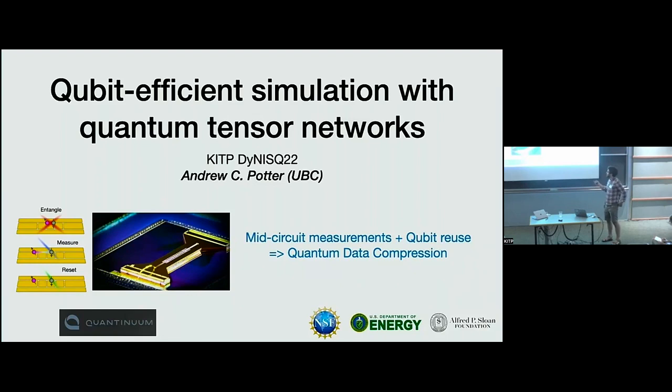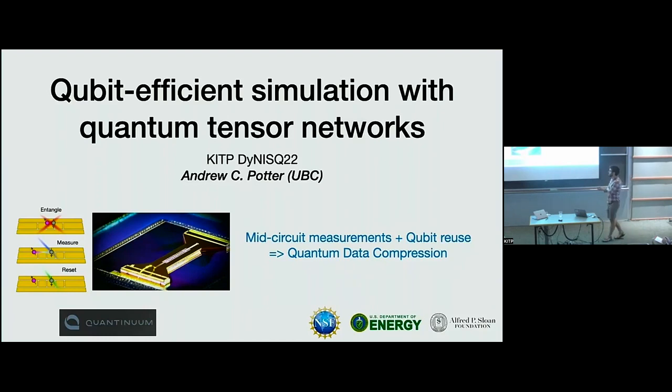And the key capability that we're going to take advantage of in this system is that it's possible to do high-fidelity mid-circuit measurements selectively on some qubits without affecting others. And we're going to use this to do a sort of quantum data compression utilizing these tensor network representations.